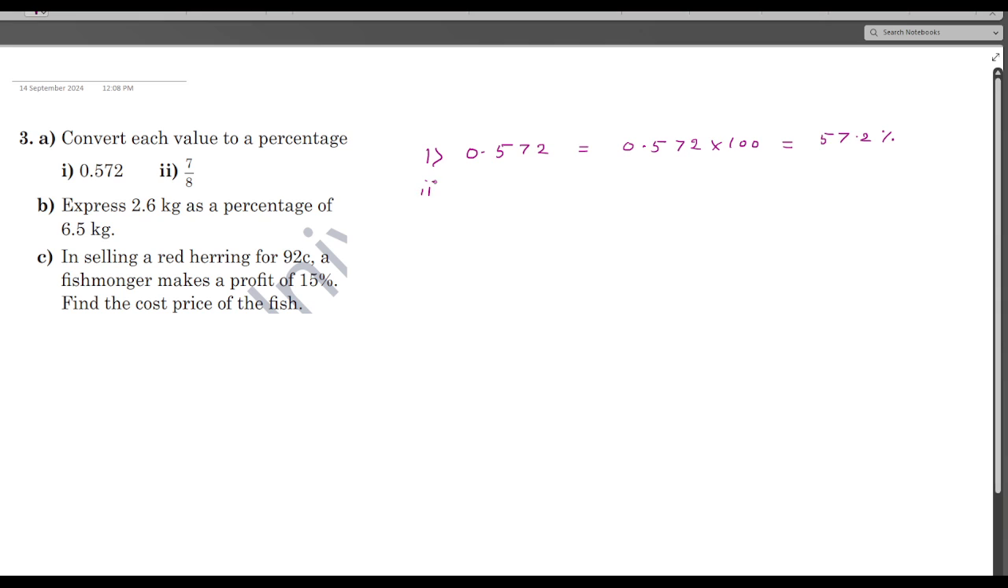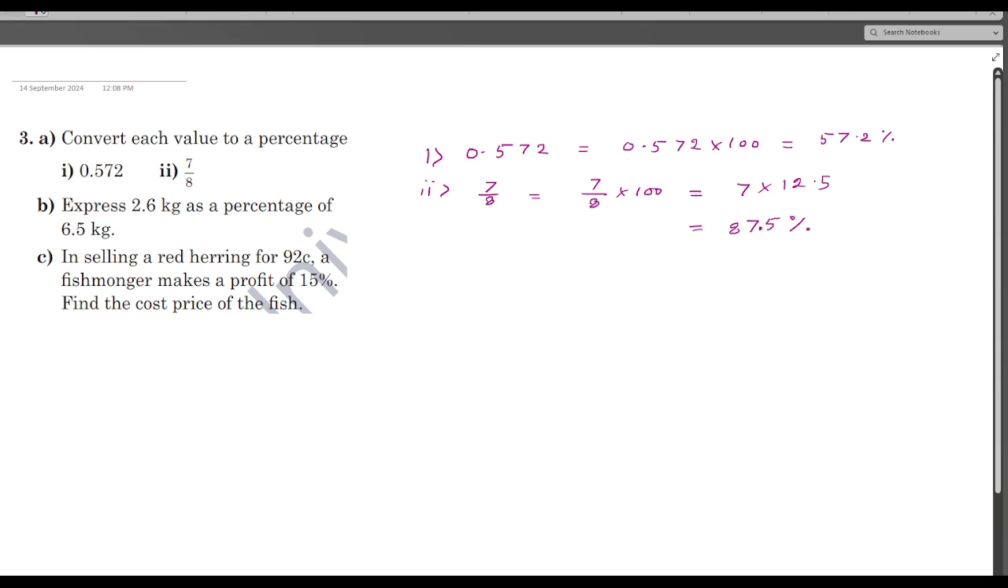The second question, 7 divided by 8. You will multiply this also by 100 to convert it into a percentage. So it is 7 times 12.5. 7 times 5 is 35, 7 times 2 is 14 plus 3 is 17, 1, and 7 in the 7 plus 1 is 8. So 87.5%.